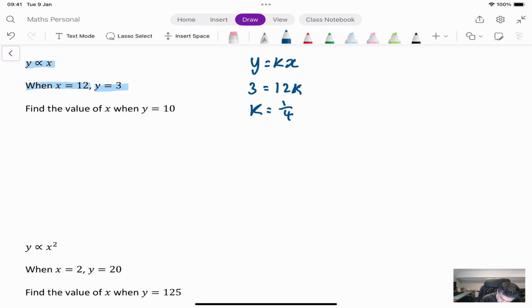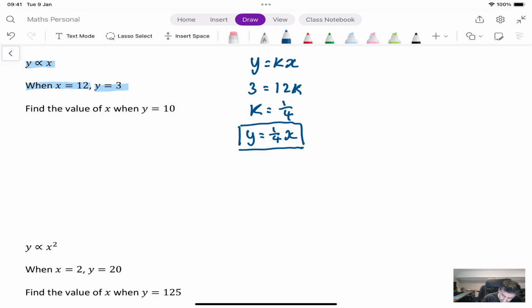Okay, so now I can write down my equation here. So I now know that k is 1/4. So that tells me that y is going to be 1/4 times x. Okay, so I'll put a little box around that. That's going to be my main equation now that I've worked out.